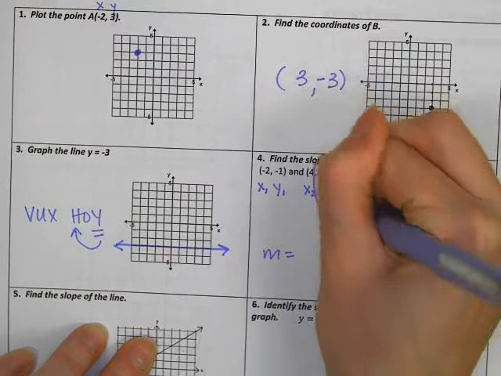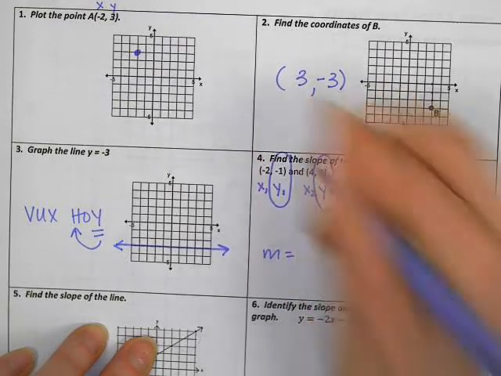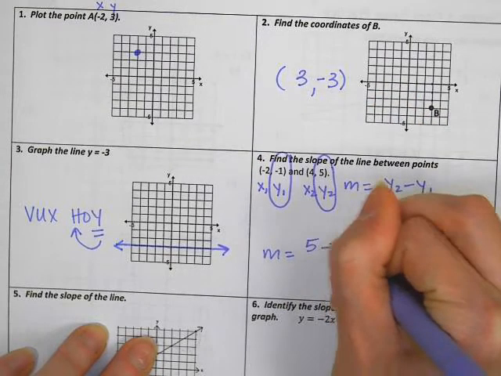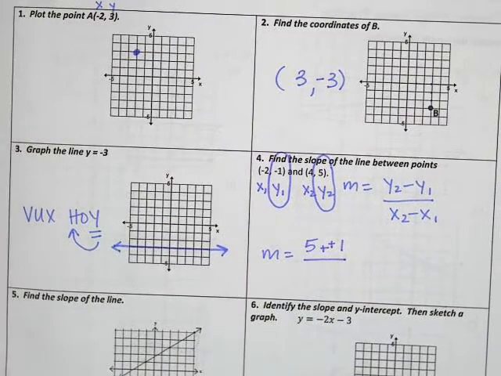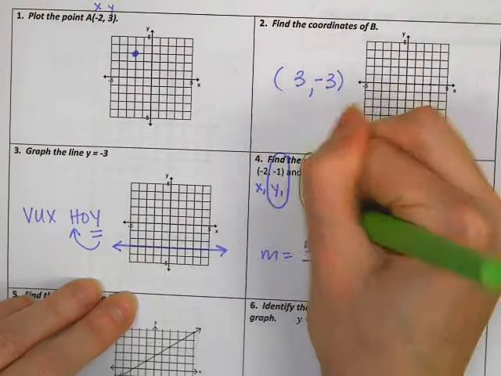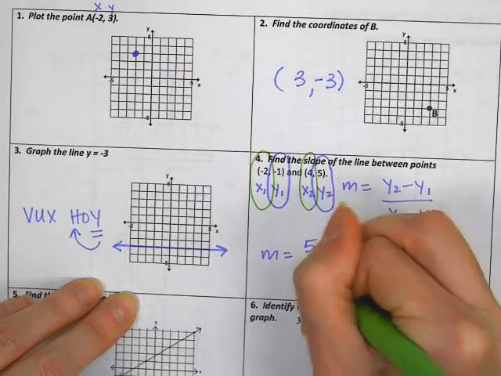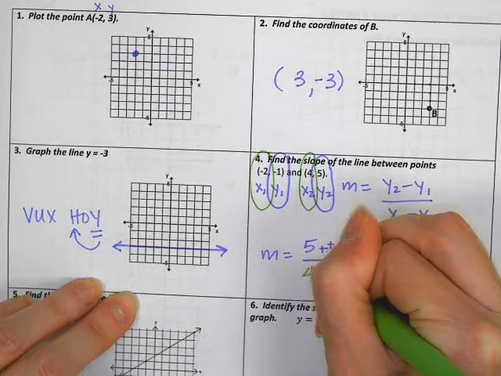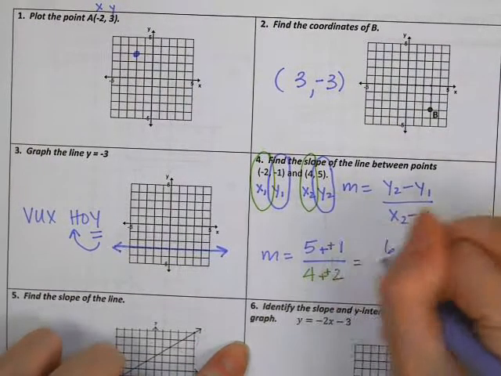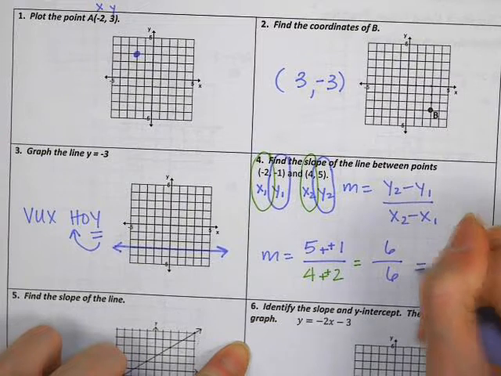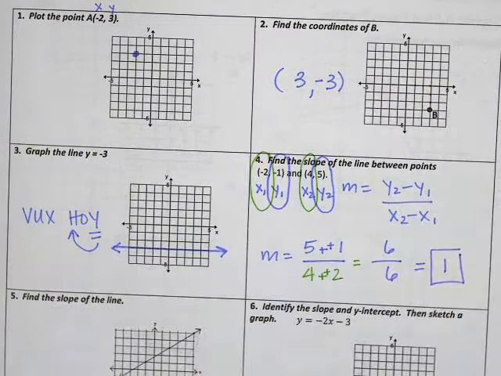So it's 5 minus a -1, but minus a negative becomes plus. And then for the x's, it's 4 minus a -2, but again, minus a negative becomes plus. And then if you guys finish it off, 5 plus 1 is 6, 4 plus 2 is 6, so the slope is just 1.